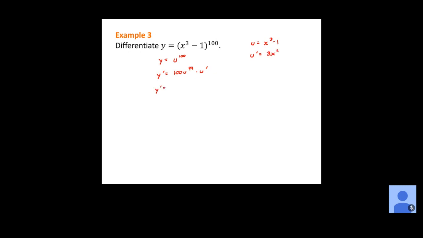Come back over here, substitute everything back in. We get 100 times (x cubed minus 1) to the 99th power times 3x squared. Now, I would at least go ahead and multiply the 100 and the 3 together here. And if you want to move that x squared out front, we can do that too. So this is going to give us 300x squared times (x cubed minus 1) to the 99th power.